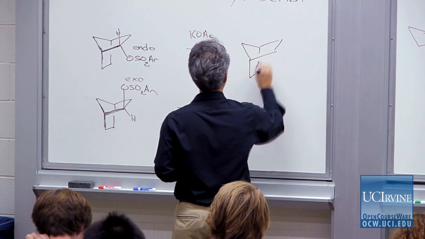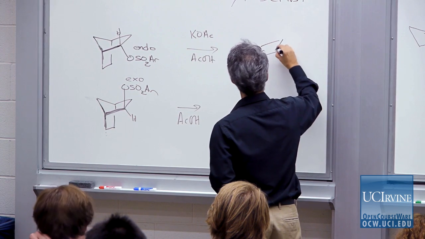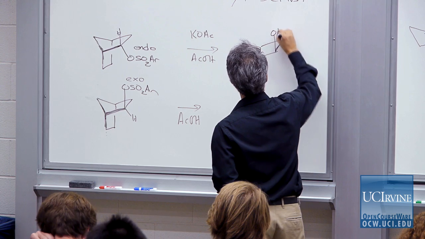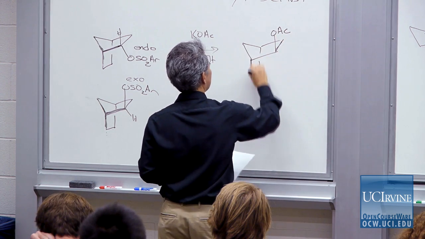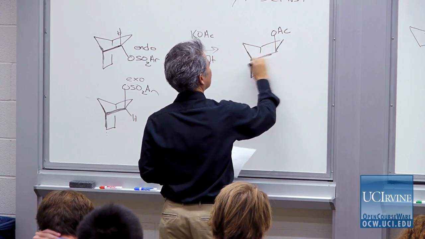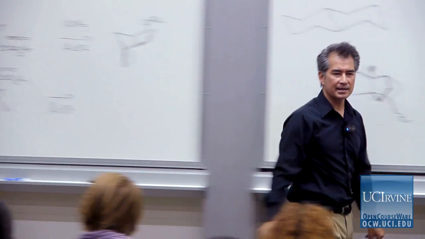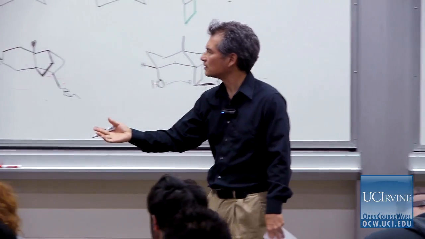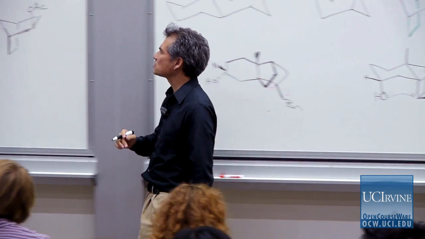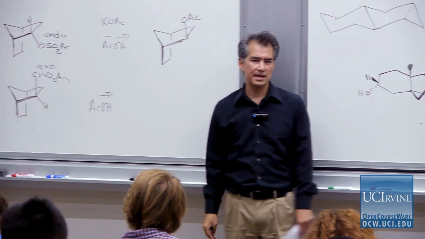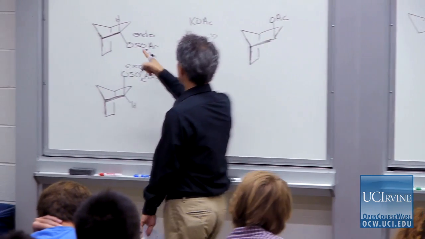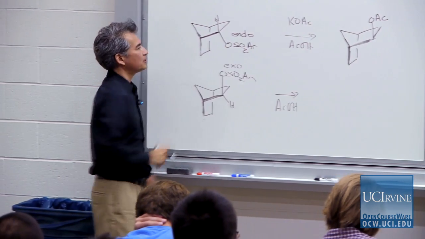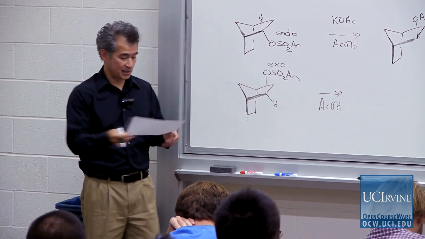If we look at the reactivity of the endo isomer, I don't think it should be any surprise to you that you get this. You get the exo acetate as the product. But you don't really know the mechanism for this reaction just from the fact that you got inversion of configuration. You get 100% clean inversion of configuration when you do this endo isomer. In other words, you start with the leaving group down, you end up with the nucleophile up. There's been an inversion at that center.